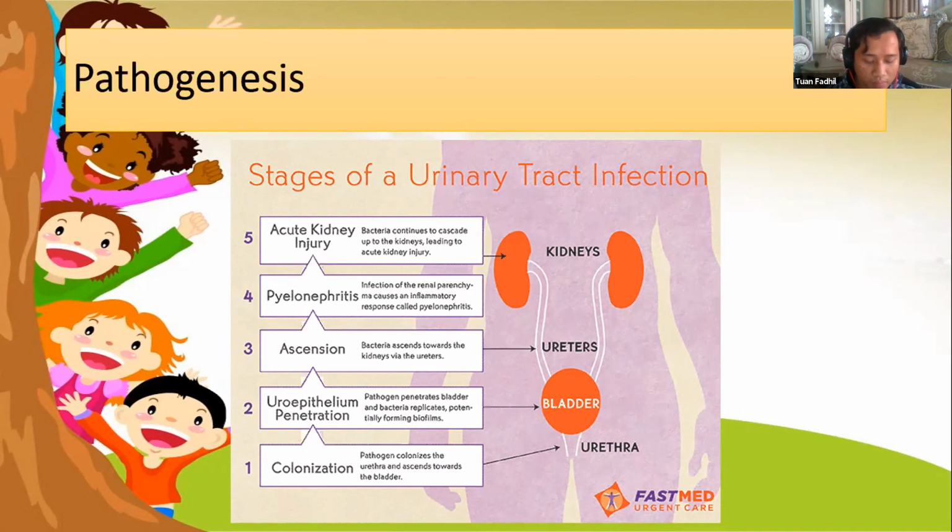So bacteria ascend through the ureter until they go to the kidney. When they go to the kidney, they will infect the renal parenchymal cells. When they infect the renal parenchymal cells, it will cause an inflammatory condition. So this is the condition we call pyelonephritis. And also when it gets worse, it will lead to acute kidney injury.